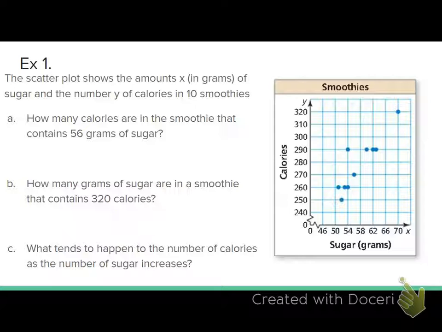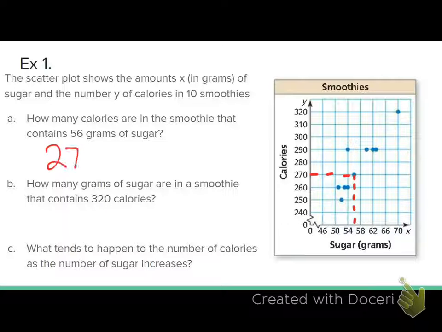All right, so question A, how many calories are in the smoothie that contains 56 grams of sugar? So, some of you may have already done this or tried to do this. If we figure out where about 56 is going to be on our sugar line, what numbers would it be between? 54 and 58. Good, it would be between 54 and 58. So if we kind of sketch in a little dashed line that goes up there, we could see that we're only going to hit 1 point if we do that. And how many calories are in that smoothie? 270. So we then follow that line out to the calories.